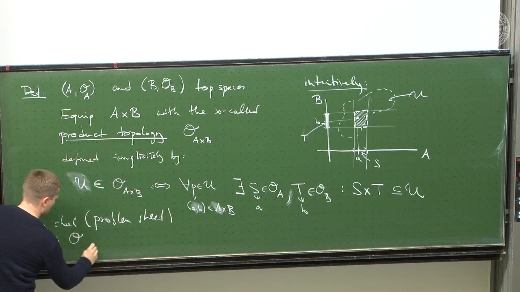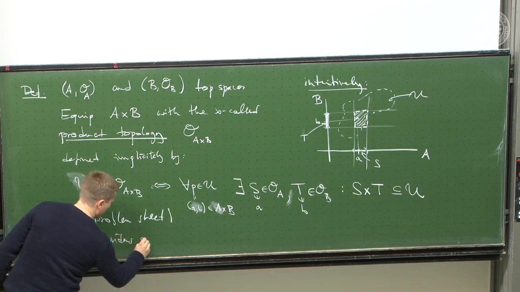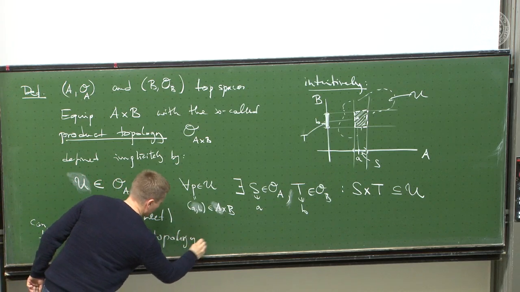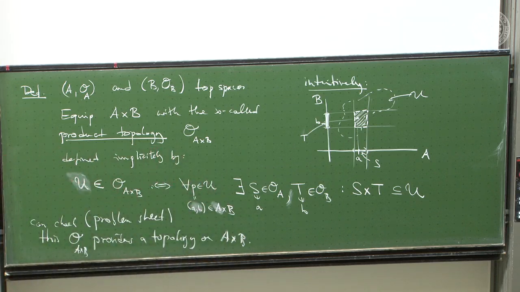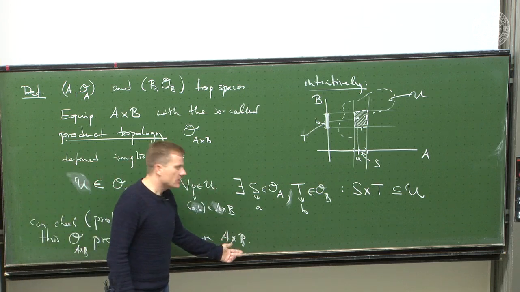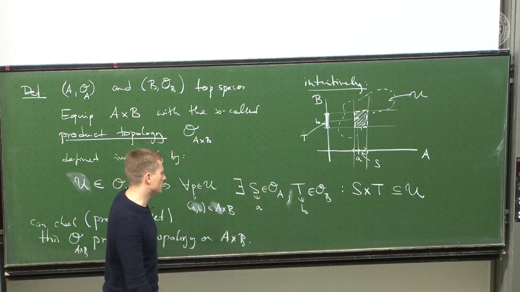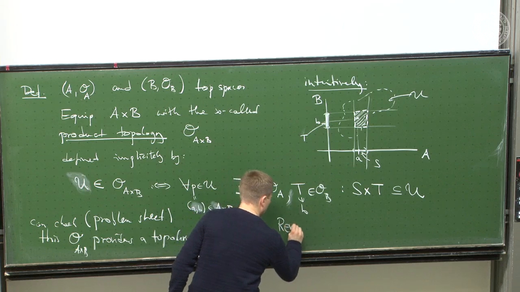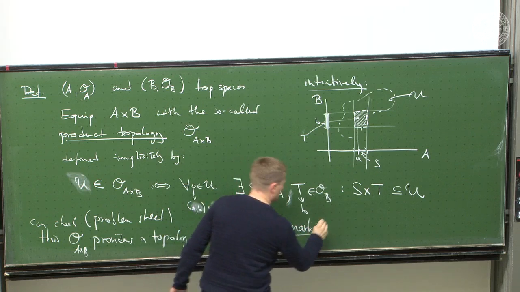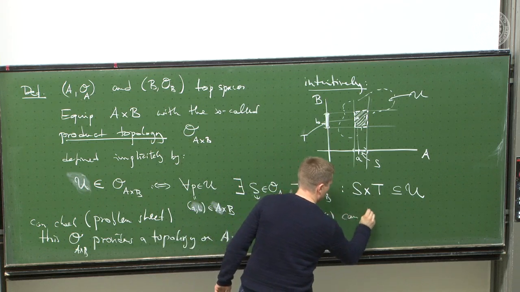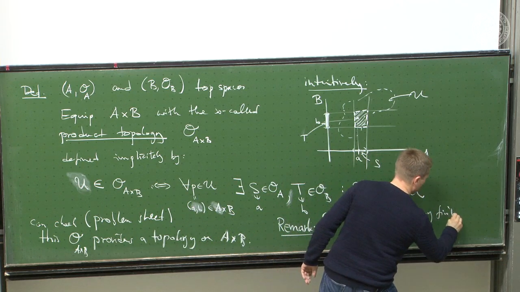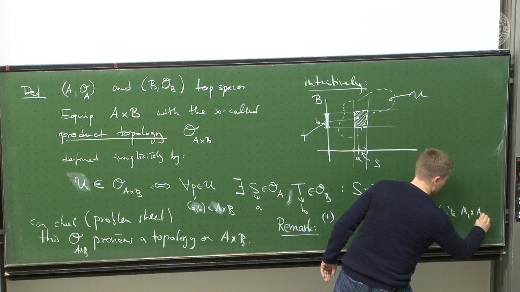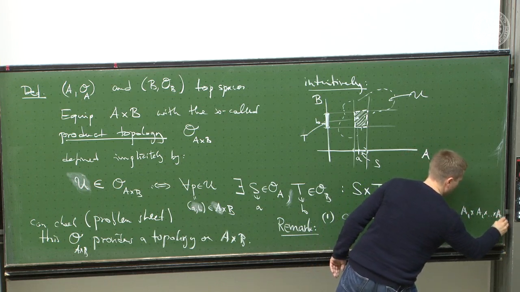that this is a topology. This O_{A×B} provides a topology on the Cartesian product A × B. And obviously, if you have it for a pair, you can do it for any finite Cartesian product. So we have a remark: one can do this for any finite A_1 cross A_2 cross ... cross A_N.